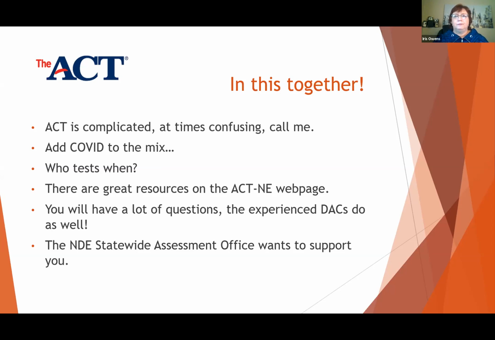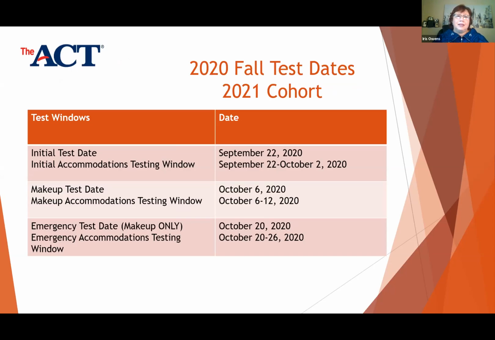Okay, moving on. So we're going to talk about fall test dates first. If I go too fast, somebody can just say, hey Iris, can you slow down a little bit? I have a tendency to talk fast. These are the 2020 fall test dates that we will be providing for those students who did not get to test in the spring. This is considered an optional test, not an accountability test, but we really encourage every student who can test to test.